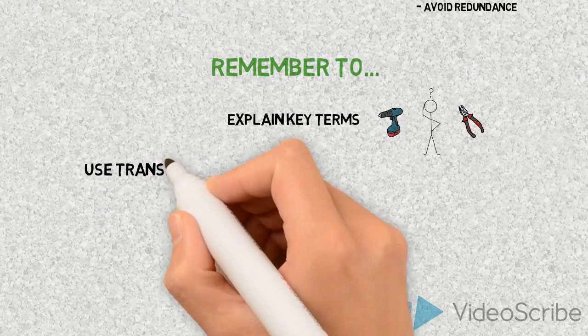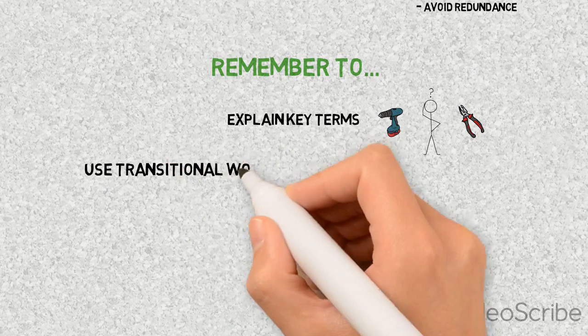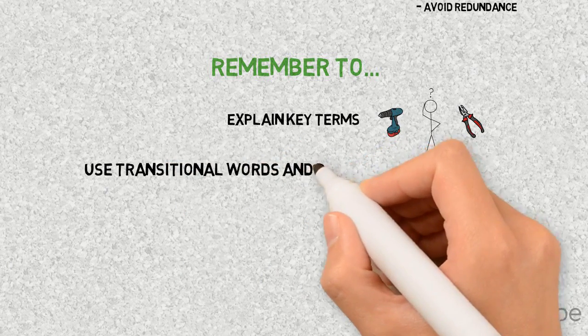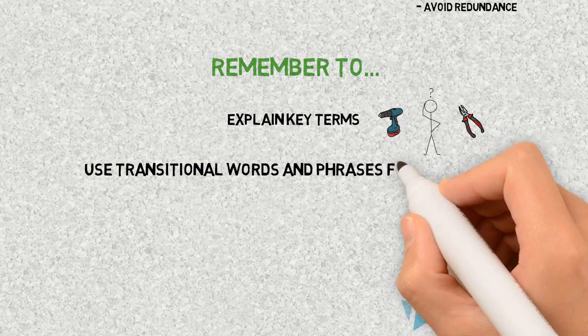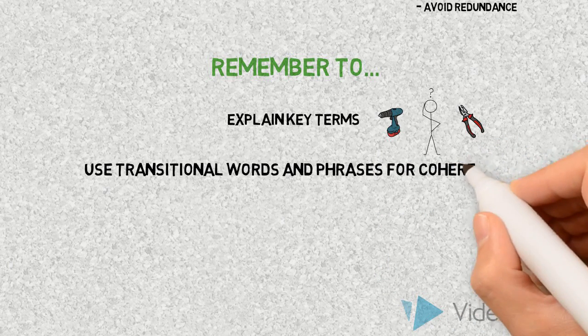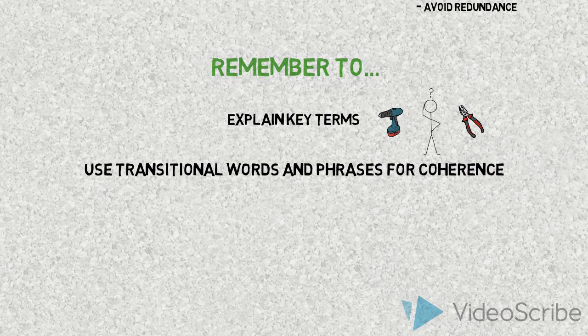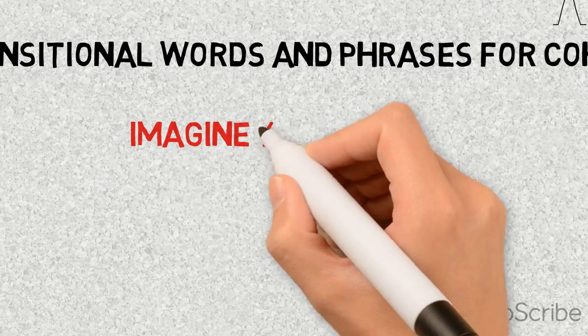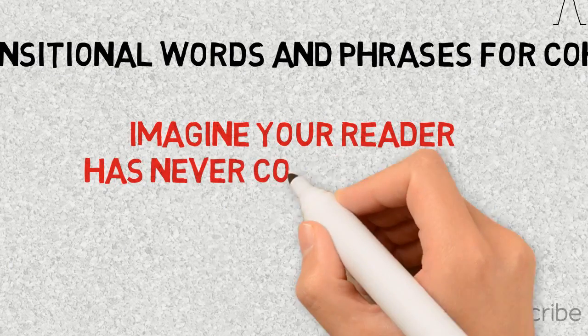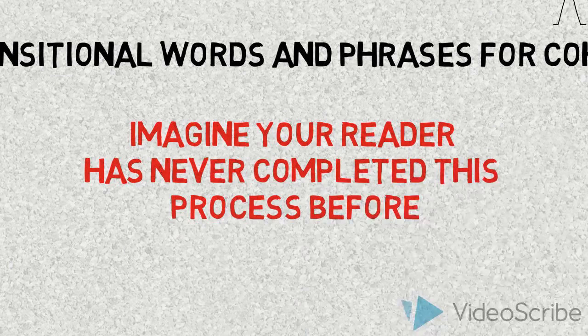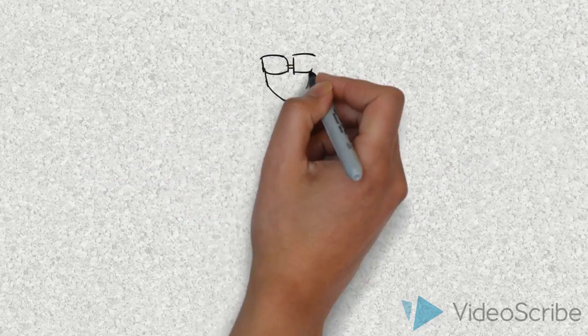Furthermore, you should use transitional words and phrases throughout your process description so that your writing is coherent, and so that it is easy to follow the steps one by one. Subtitles are helpful because they guide the reader, but the writing should also carry the reader from one point to the next. Finally, as you're writing your process description, imagine your reader has never completed this process before and assume that they know nothing about the topic.